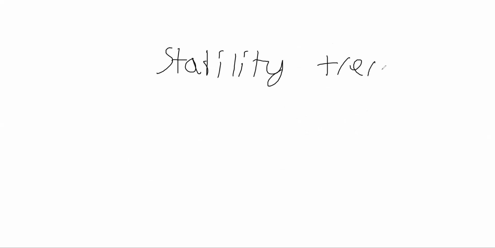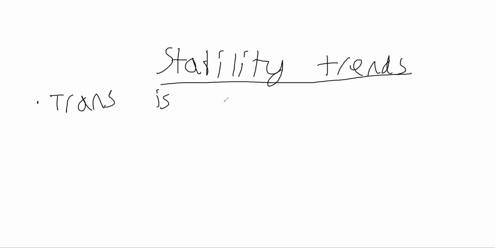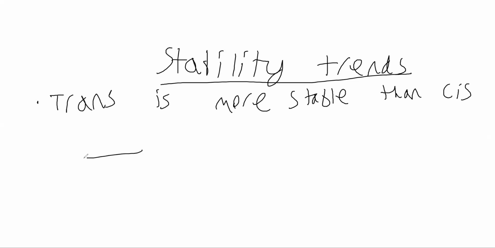Okay, there are some stability trends for alkenes that you should know. One of them is cis versus trans, and you should know that trans is more stable than cis. That is because, like, I'll go back to butene. So this is cis. That's trans.